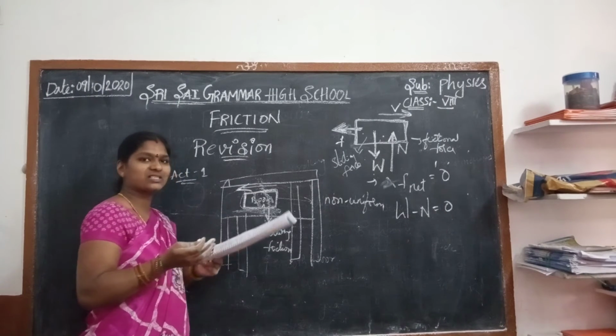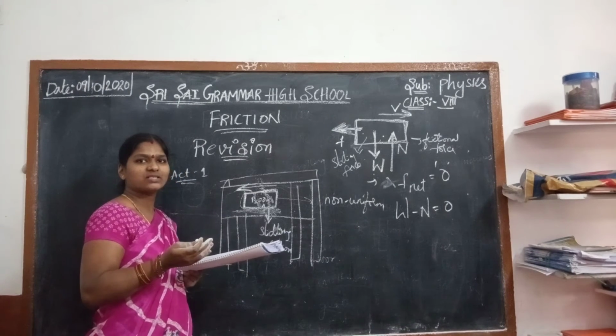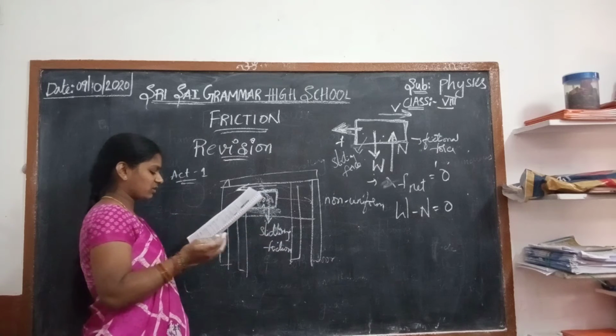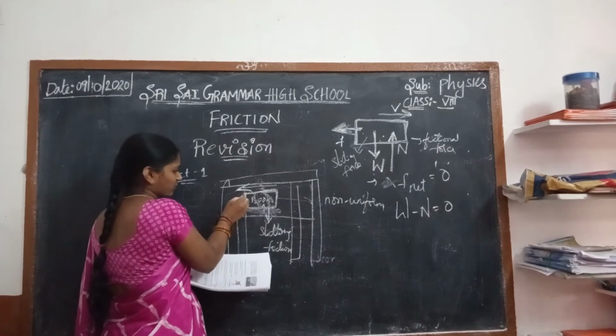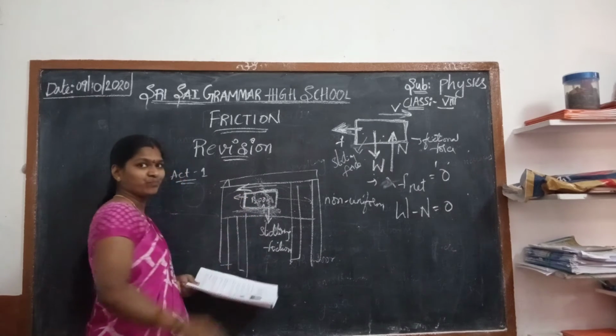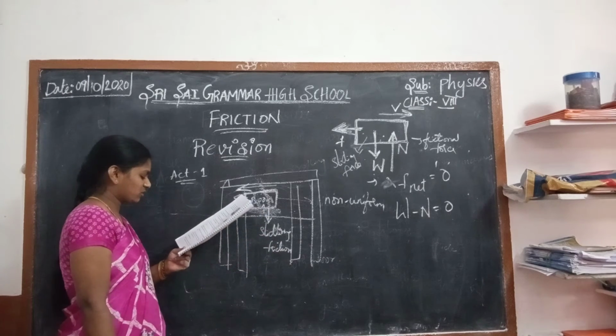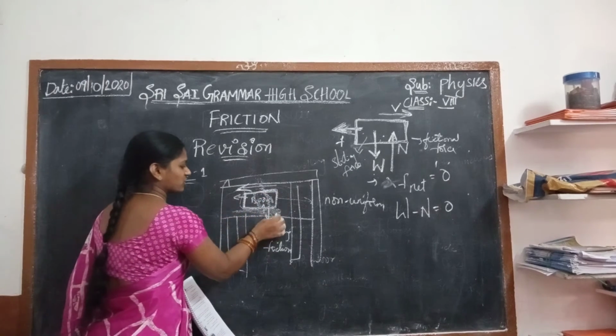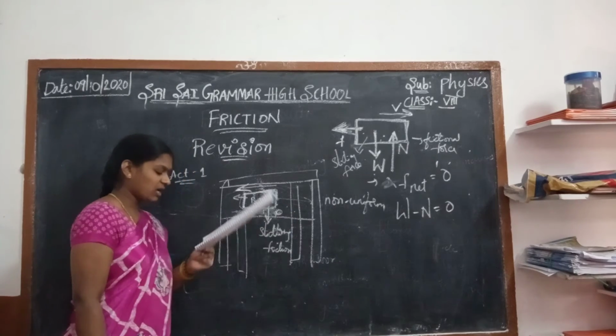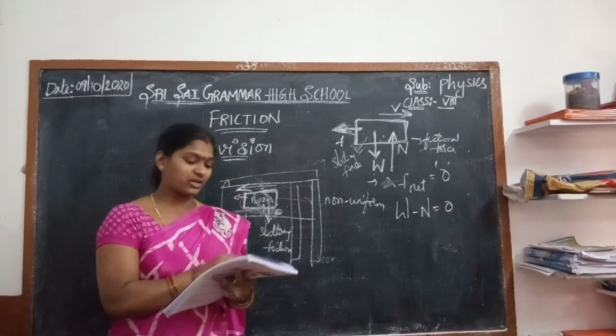So when the surface of an object moves relatively to the surface of another object, it is called sliding friction.